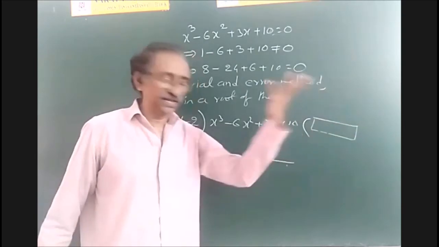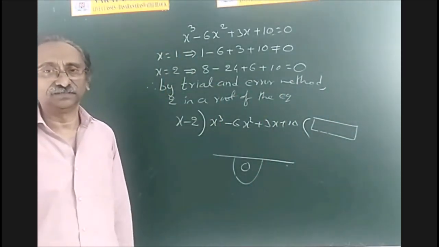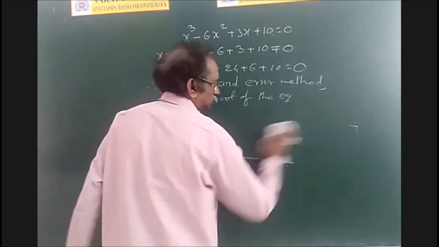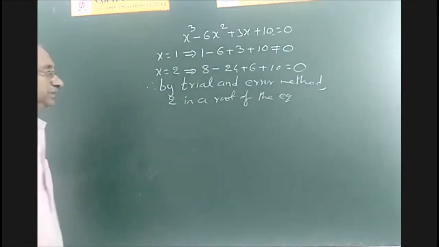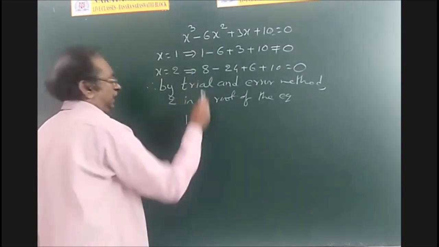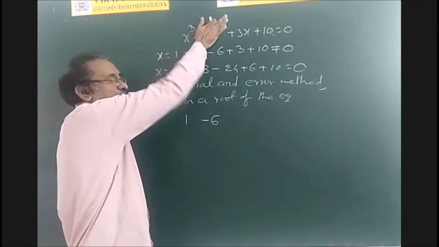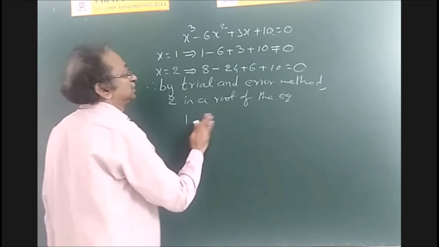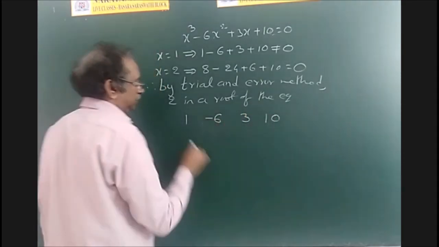And you can factorize that quadratic expression using formula or factorization method. Okay. So this is the long division process. Or you can use synthetic division. So what is that synthetic division? See, x cube quotient 1, x square quotient minus 6. Suppose there is no x square term here, then you have to write 0 here. Okay, so this is minus 6, x quotient 3, and constant.